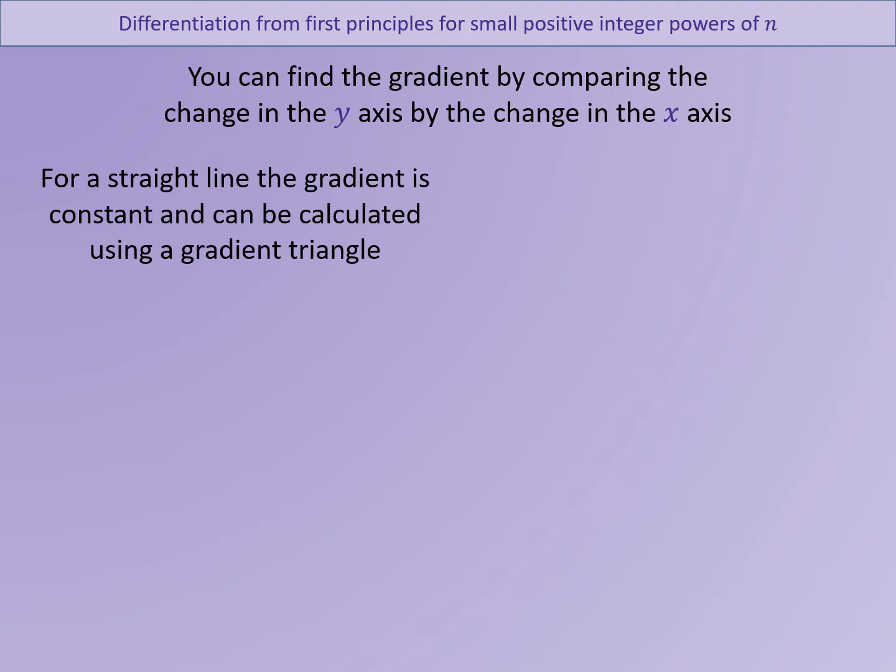So when you have a straight line, the gradient is constant. In other words, it is the same wherever you look at the points on the straight line, and it can be calculated using a gradient triangle. So this is a classic method of finding the gradient on any straight line.